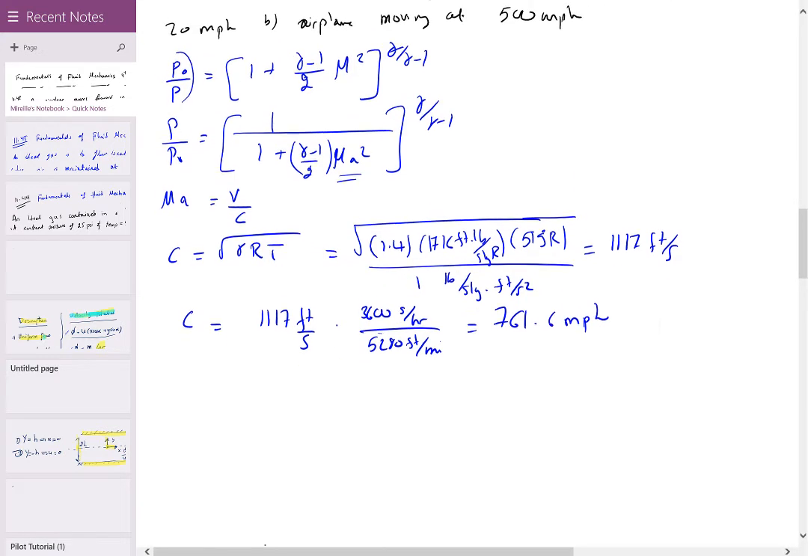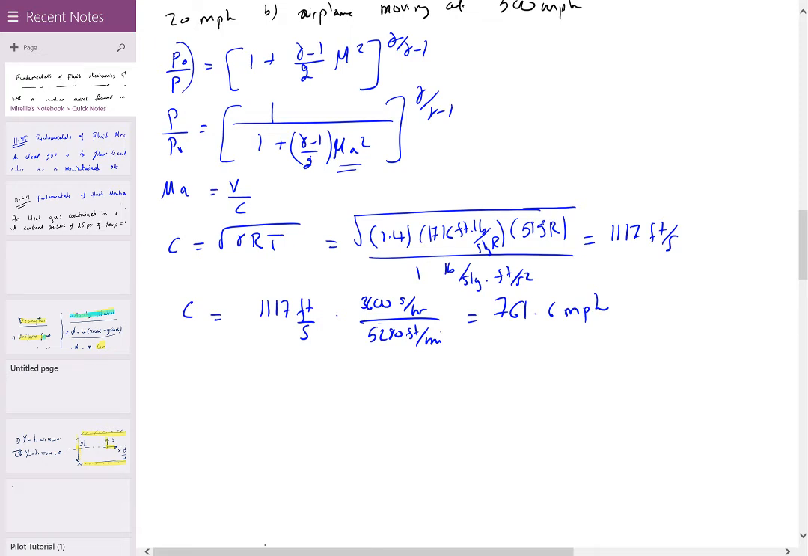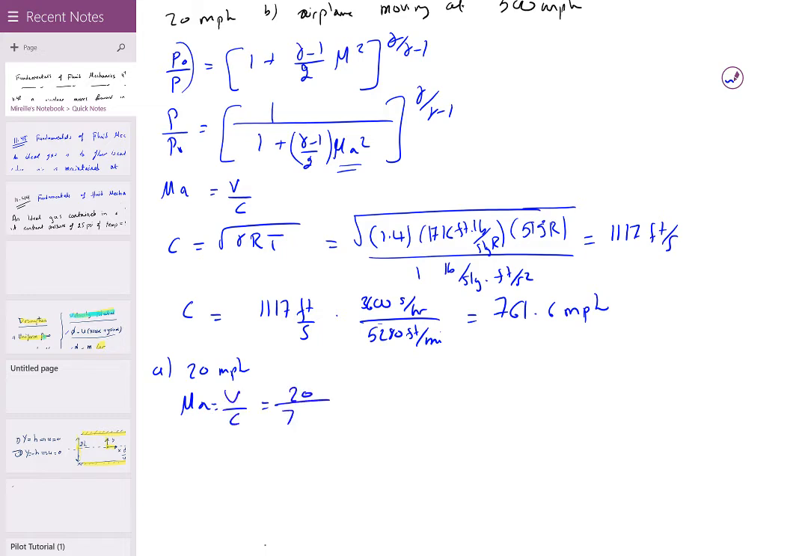Once I'm done, I can easily get my Mach number for each case. So for case 1, it's 20 miles per hour. Mach number is V over C. So I have 20 over 761.6. The answer is 0.0262.